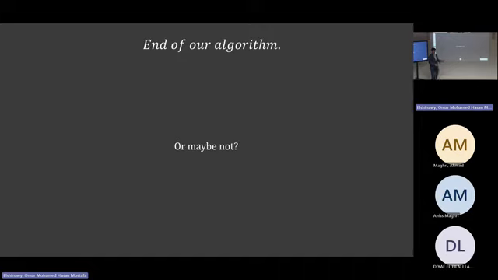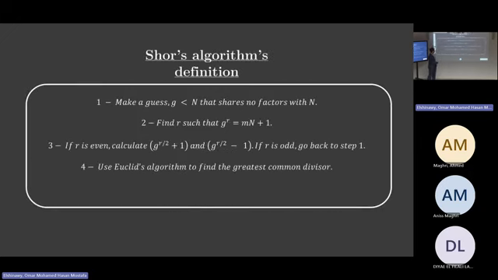Moreover, remember that I gave you a whole talk about quantum computing. I didn't mention quantum computing at any point here. Where could quantum computing have come in? Let's recall Shor's algorithm's main steps. First, make a guess g smaller than n that shares no factors with n. Second, find r so that g to the power of r is equal to m times n plus 1. Third, if r is even, calculate g to the power r half plus 1 and g to the power r half minus 1. If r is odd, go back to step 1.